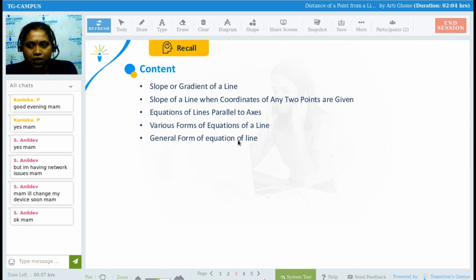In the last session, we have seen the slope or gradient of the straight line. So what is the slope of a straight line? Anyone, if you saw the recordings of the previous session, will get this. What is the slope of a straight line? How many methods are there to find out the slope? Quickly.